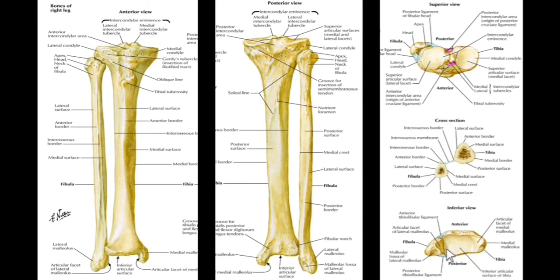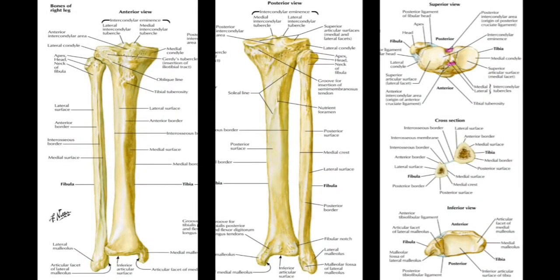The inferior surface gives the attachment to the foot bones. The posterior surface is a little bit smaller and grooved. And the medial surface shows medial malleolus, which is an expanded part. You can feel this medial malleolus on the medial side of the foot at the ankle joint. So this is all about the tibia.